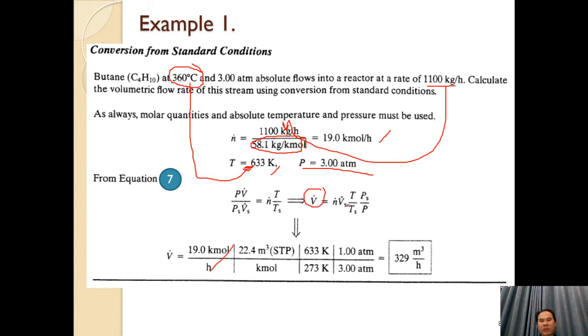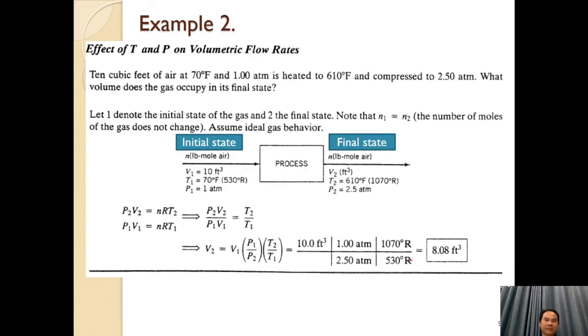Vs, the standard specific volume, is 22.4 cubic meters at STP per kilomole. Actual temperature is 633, and standard temperature is 0 degrees Celsius or 273. Standard pressure is 1 atm. Actual pressure is 3 atm. And then you can calculate the volumetric flow rate as 329 cubic meter per hour. You can use the relationship between actual condition and standard condition for this example.